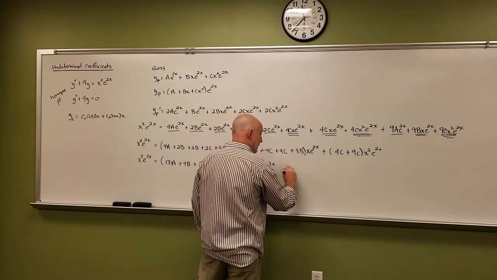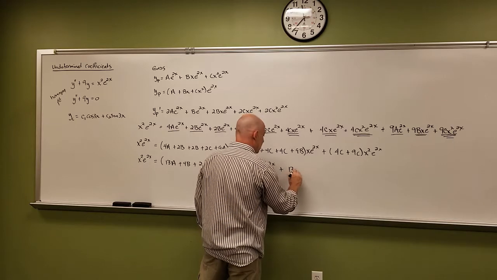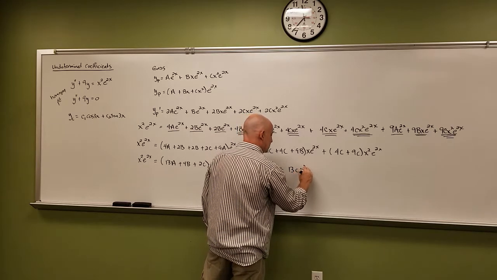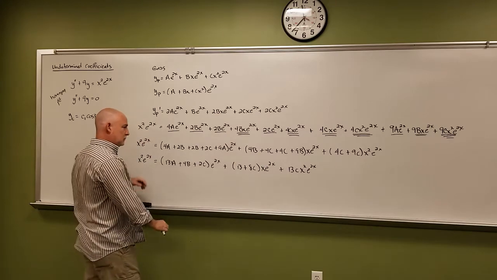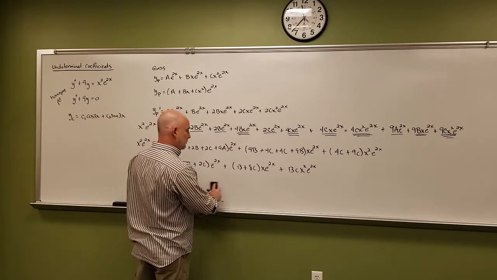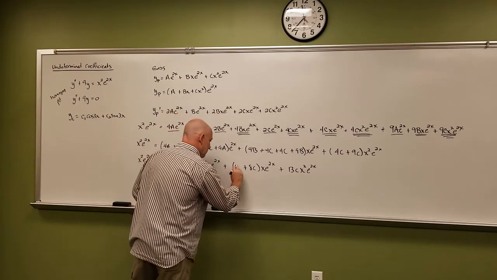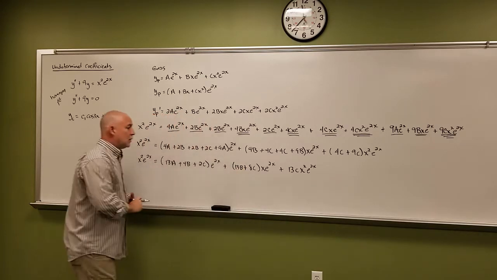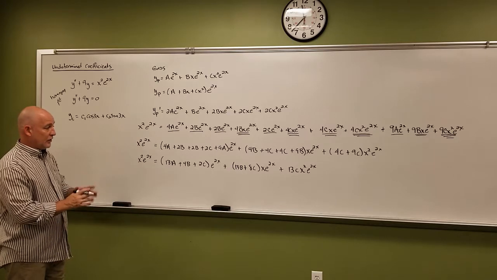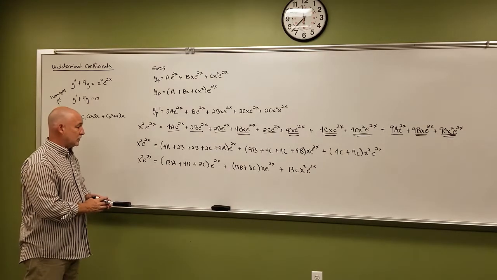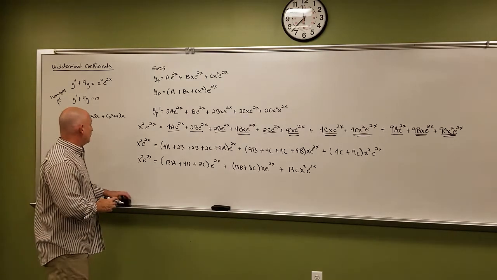And our last one here is just 13c x squared e to the 2x. All right, now all I got to do is solve for a, b, and c, and we're going to end up with a kind of a system of equations here. So I do need a little bit more room, so I'm going to go this way.